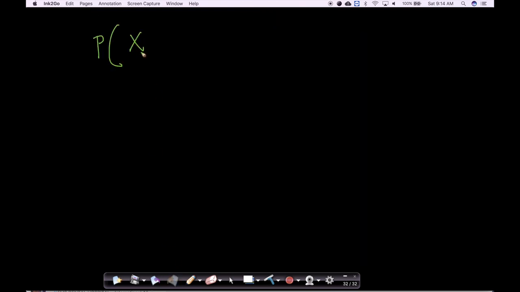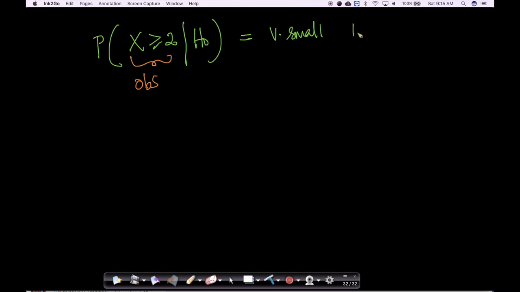I will say, what is the probability that X is greater than or equal to 2, because this is my observation. This is what I've observed. I have observed that X equals 2. Now I'm saying, what is the probability that X is greater than or equal to 2 if my null hypothesis is true? Let's assume I measure this. Suppose this value is very small, let's say 1%.